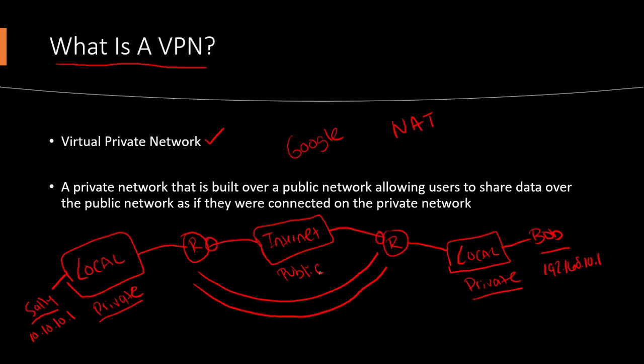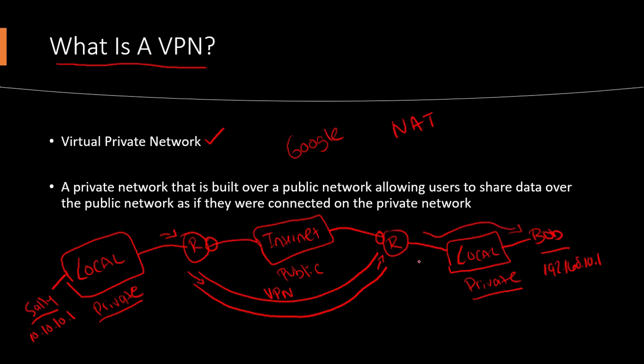Which means that these routers can then communicate with each other over the internet. And what they're going to do is build a VPN tunnel between them. Now they're going to tunnel the traffic between each other over the internet. Essentially, when the router receives data from Sally going to Bob, the router sends it over the tunnel, and it comes out at this router. And then the router ends up forwarding the traffic over to Bob.